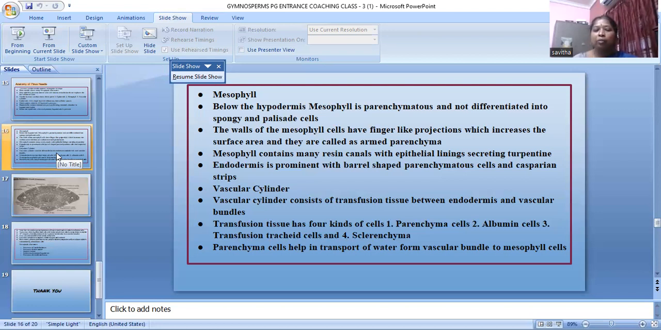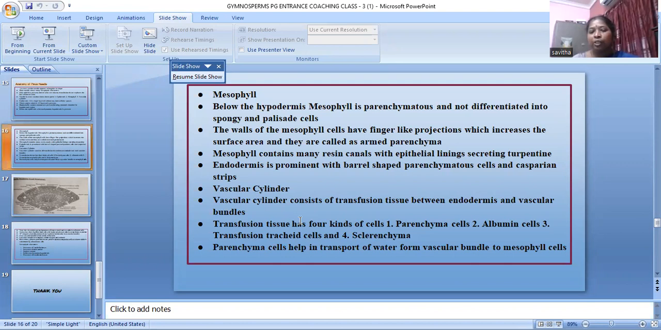As we have already learned in the general characters, gymnosperms have only a midrib in the leaf, and lateral veins are absent. To substitute the function of the lateral veins, a tissue called transfusion tissue is present between the endodermis and vascular bundles, and it carries out the function of the lateral veins.